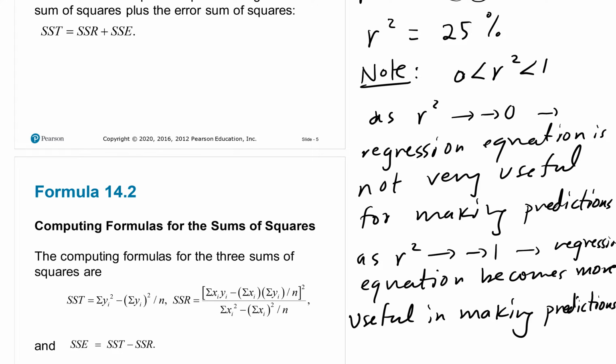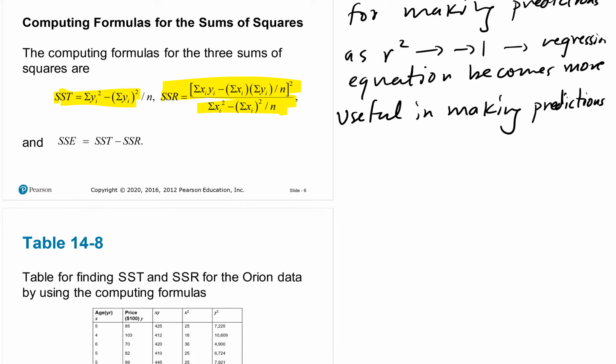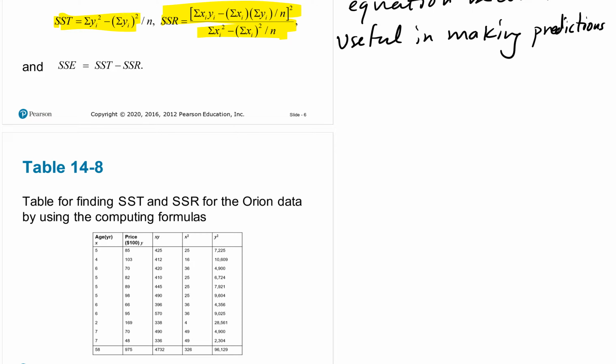Another way to find the SST, SSR, and SSE is using the following formulas. Some people call them computational formulas. This is for SST and this is for SSR. There's a lot of work involved, but it's doable. So we can try to apply this to an example, and I will show you an example of this.